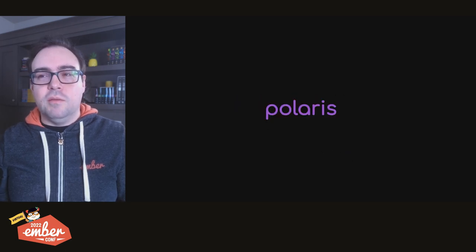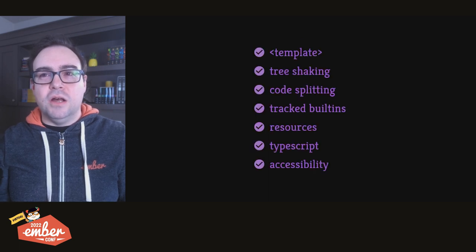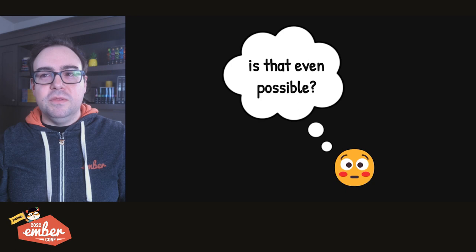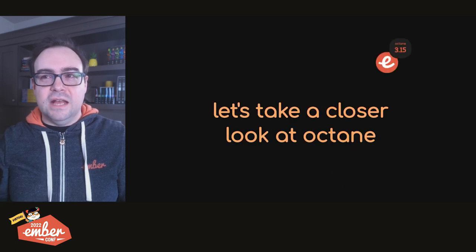So today, I want to talk about Ember's next edition, Polaris. I'm so excited about how awesome Polaris is going to be. We're going to get template tag, tree shaking, code splitting, track built-ins, resources, TypeScript, accessibility. Now you're probably thinking, is that even possible? Is it going to take us 5 years? If it takes 5 years, will Ember still be around in 5 years? Well, the answer is yes, we can do it. To prove it, I wanted to take a closer look at what we were able to accomplish in Octane together.